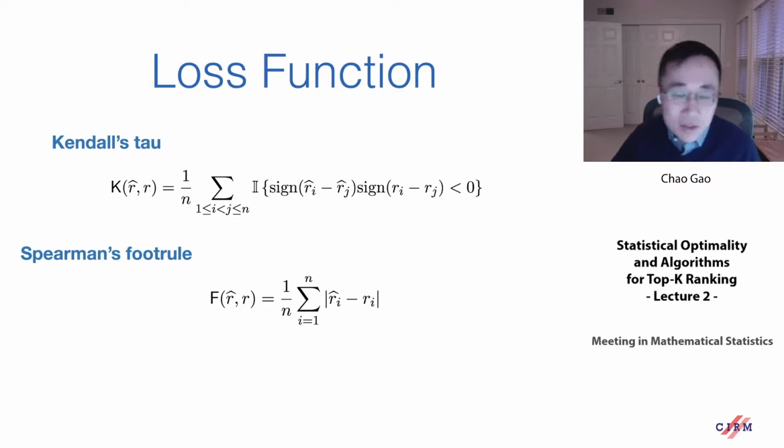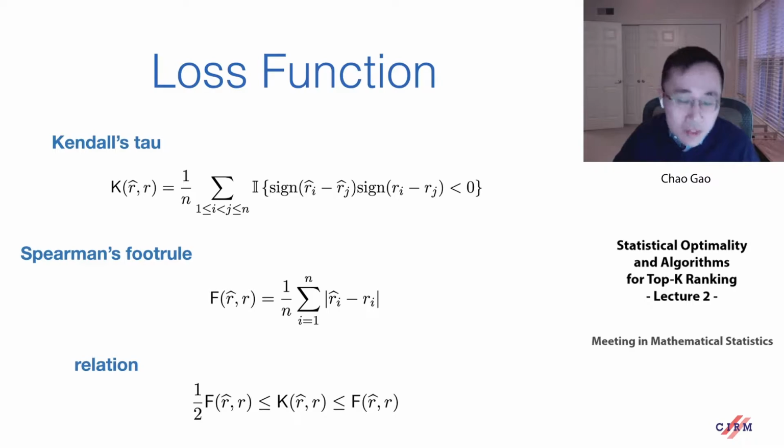So it turns out you can easily show that there is an equivalence between the two loss functions. The two loss functions can be related by an inequality with a factor of at most two. So in this talk, I will just focus on the loss of Kendall's tau, and the result can be obtained for Spearman's footrule using this equivalence relation.